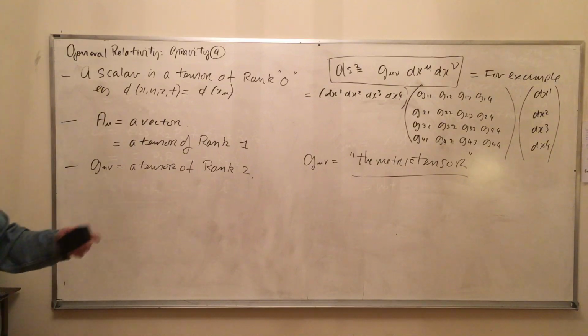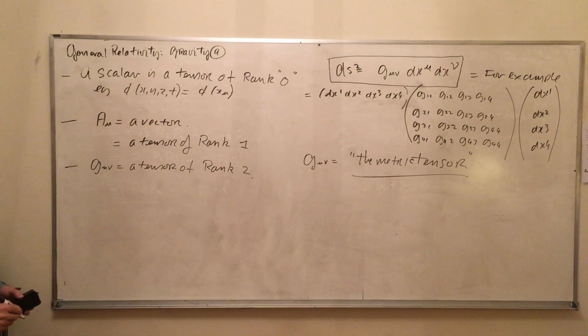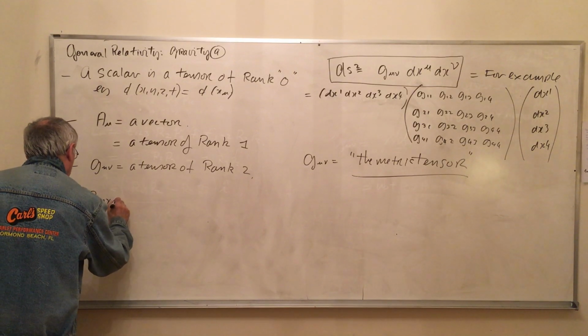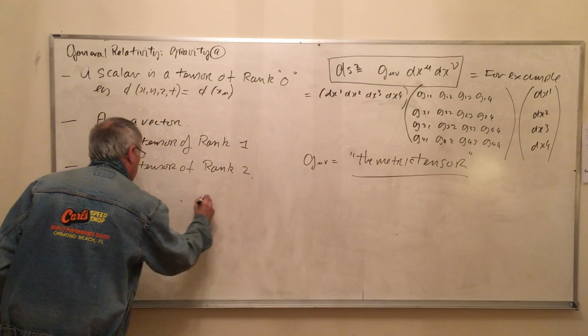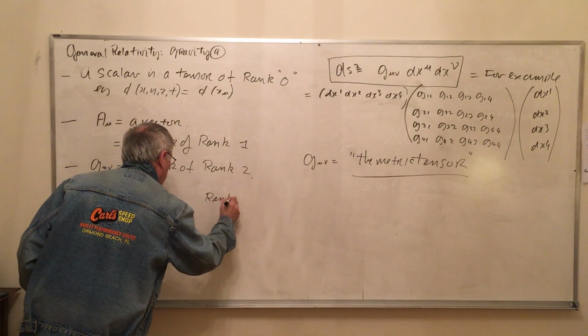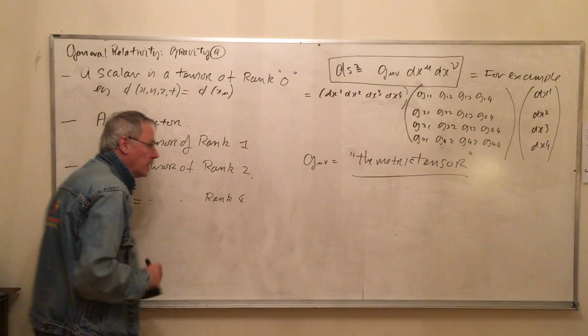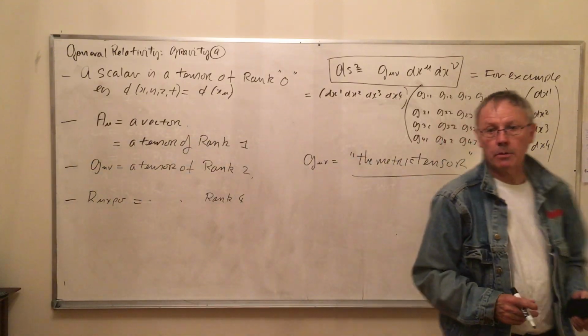The g mu nu is a matrix. It's a 4 by 4. It's a tensor of rank 2. We will use the curvature tensor at some point. That will be a tensor of rank 4.